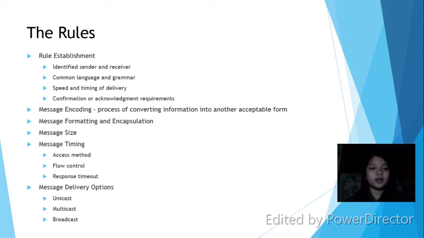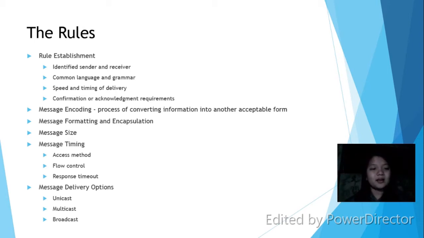Then confirmation or acknowledgement requirements. Message encoding is the process of converting information into another acceptable form. So you will encode your message. Then message formatting and encapsulation. The message size is very important, because if your message is too long, the receiver will have a hard time understanding the message.